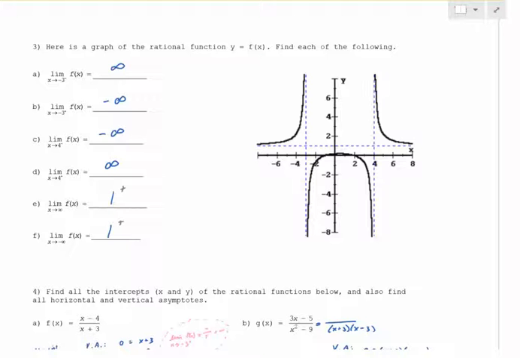What about this one? This is x approaches 4 from the left. Where's 4? This is x equals 4 right here. See x equals 4? You're approaching from what side? So it's going to go to negative infinity. From the right, what is it going to go to? Positive infinity.